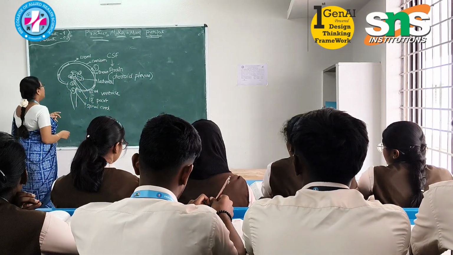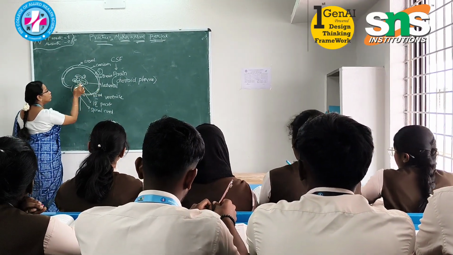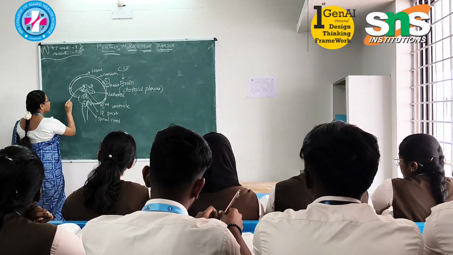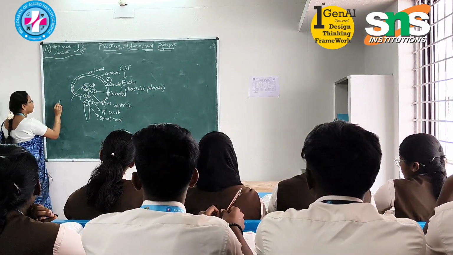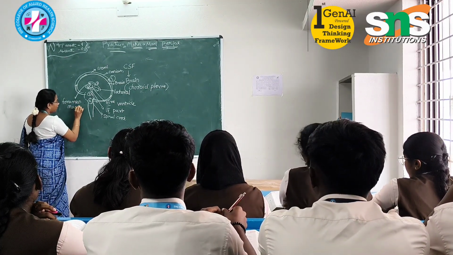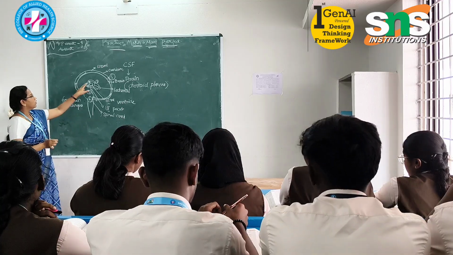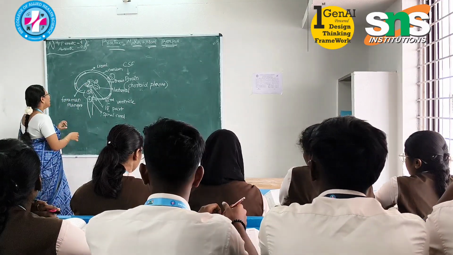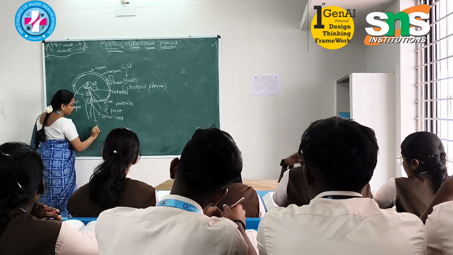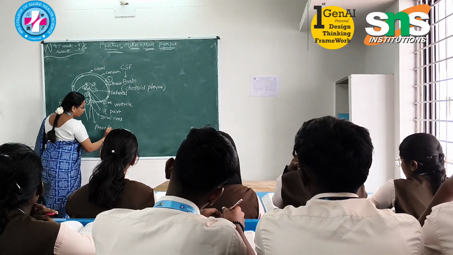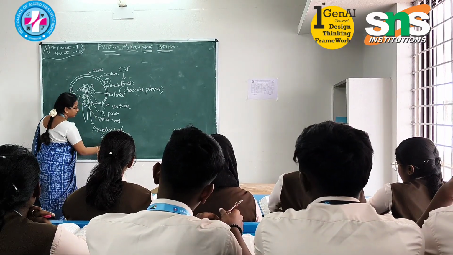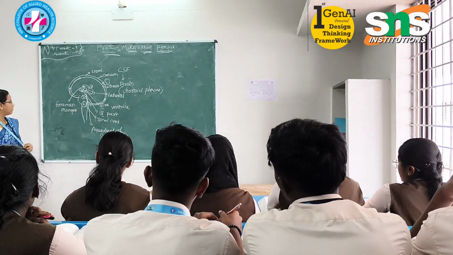Okay? And from the lateral to the third ventricle, this is how the CSF is flowing. This is called an opening, which is called the foramen magnum. This area is called foramen magnum. And from the third ventricle, it flows to the fourth ventricle with the help of the aqueduct of Sylvius. This area is called the aqueduct of Sylvius.